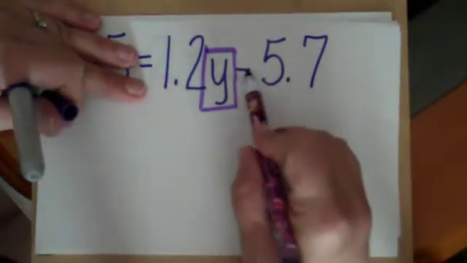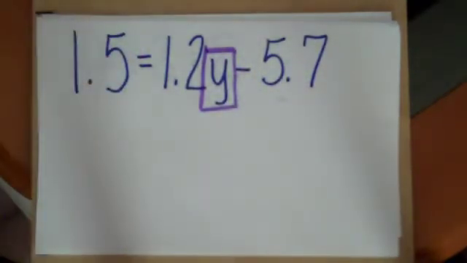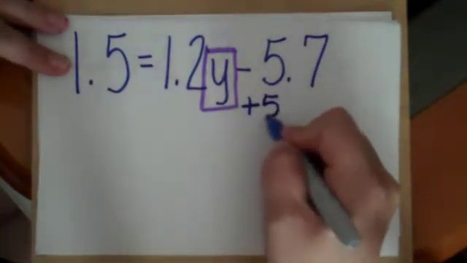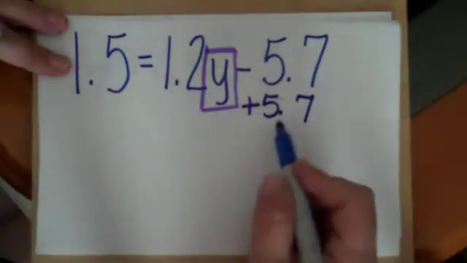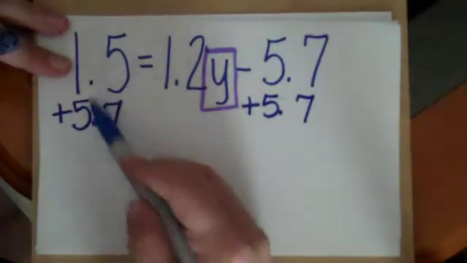So, what's 5.7 doing to y? Well, it's being subtracted. What is the inverse operation to subtraction? Well, the inverse is add. So we're going to add 5.7. Okay, if we do it to one side, we have to do it to the other. Now remember, when you add decimals, line them up.